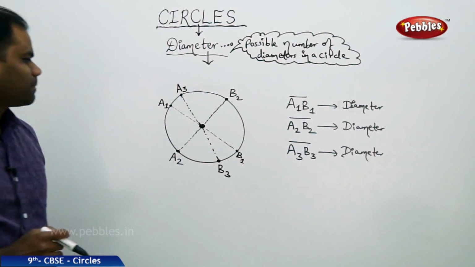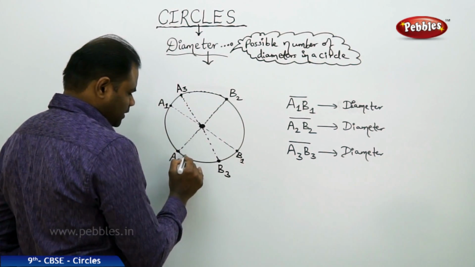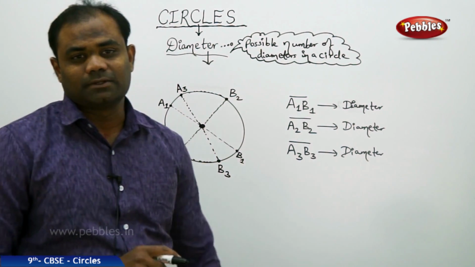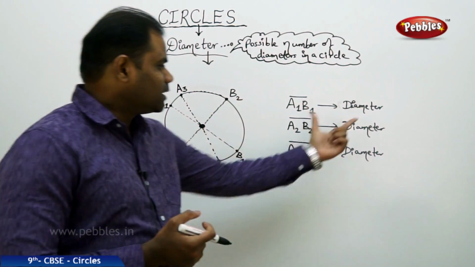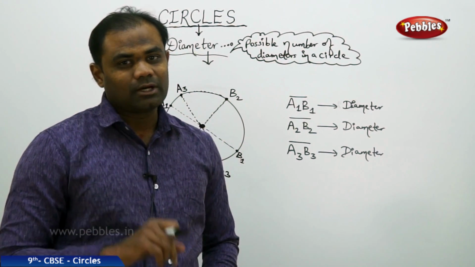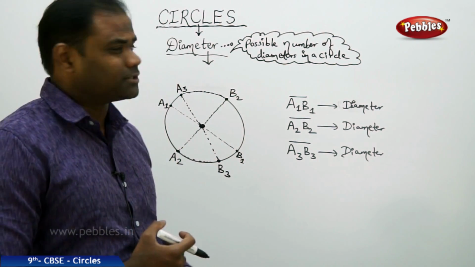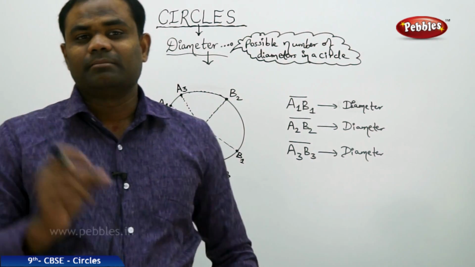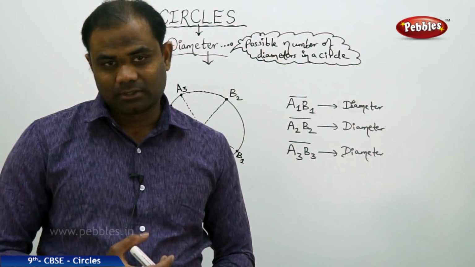So as I see here, since there are infinitely many points on the circle, I have infinitely many pairs of lines which I can make passing through center. So therefore, for infinitely many points in the circle, I have infinitely many diameters coming into existence. So my learning outcome here is that for any circle I take into consideration, the possible number of diameters in the circle are infinitely many. So therefore, there are infinitely many diameters in the circle.